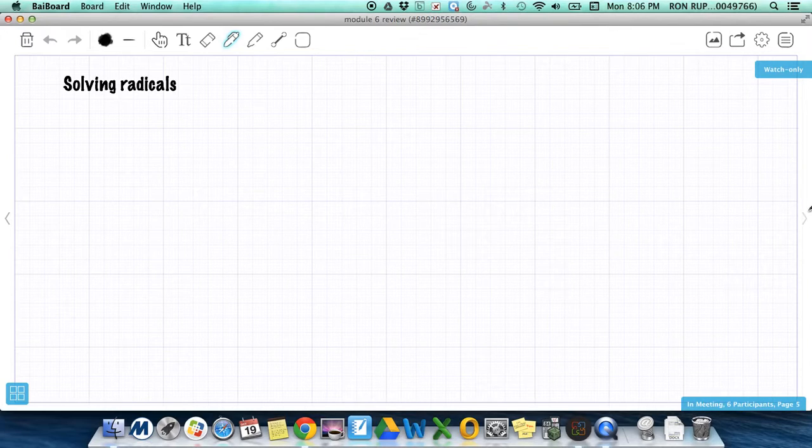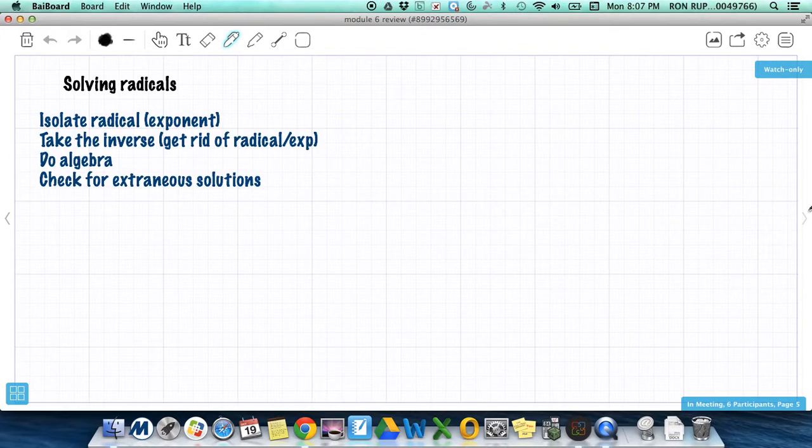Remember that if it's quadratic, you need to get all of your variables on one side and set it equal to 0, and that way you can factor and set your factors equal to 0 and solve. And then once you do algebra, you need to check for extraneous solutions. So plug it back in and check for extraneous solutions. Those are the basic 4 steps when you are solving a radical.